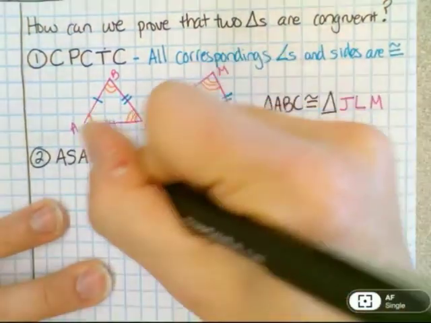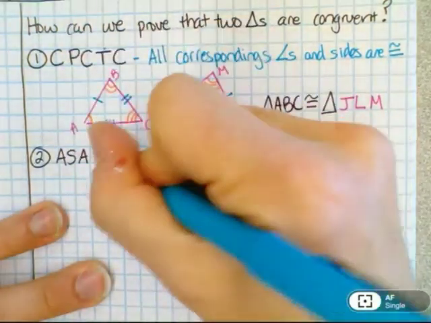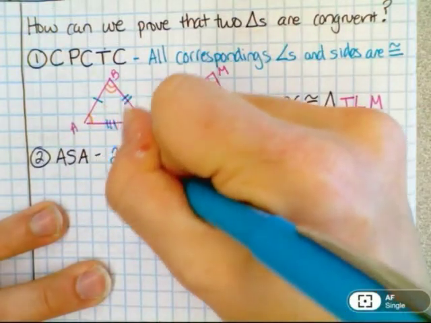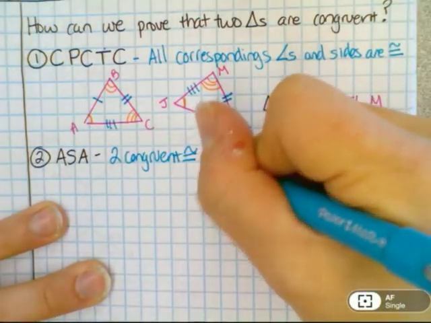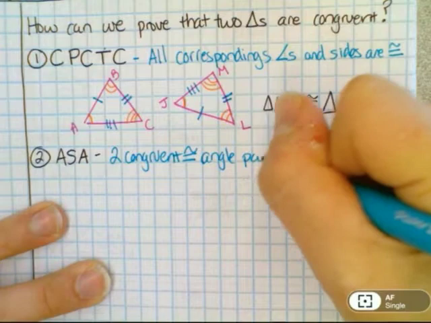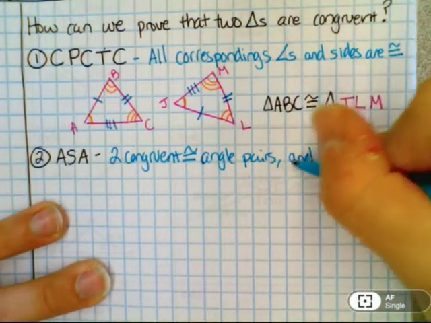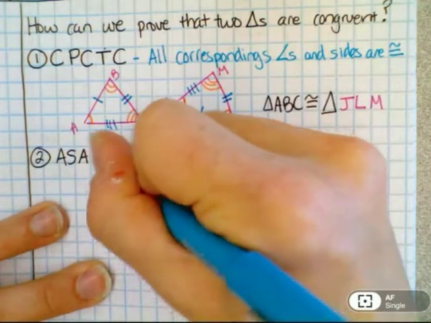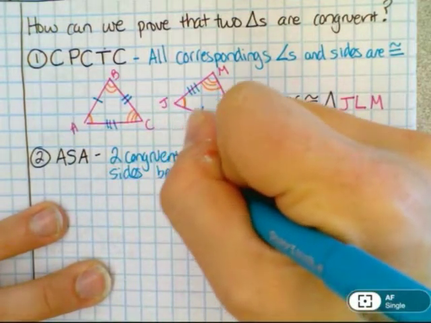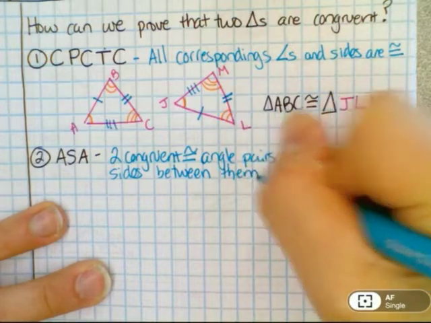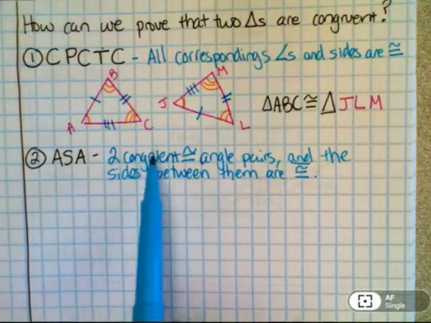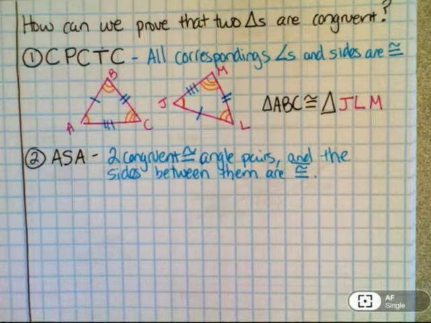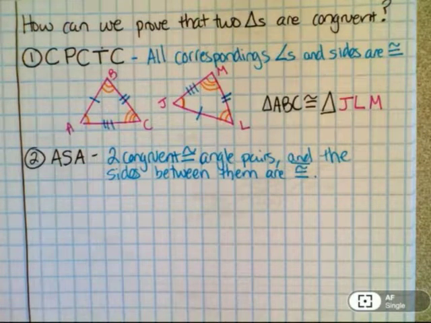And just to recap, ASA means that we have 2 congruent angle pairs, 2 congruent angle pairs, and the sides between them are congruent. Okay, so take a minute to get that down. This is redundant here, I didn't need to put the symbol, but 2 congruent angle pairs, and the sides between them are also congruent. So let's draw another example of what that might look like.